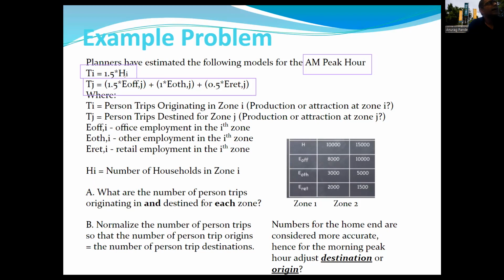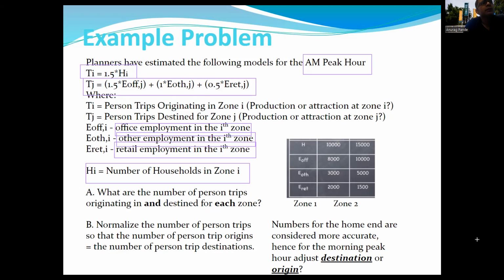TI is 1.5 HI, where HI is the number of households in a particular zone, and TJ is the number of trips attracted to a zone, which is 1.5 times E office, which is office employment in zone I, plus E other, the other type of employment in zone I, plus E retail, the retail employment in zone I, and you have a certain coefficient associated with that. And HI is the number of households in zone I.